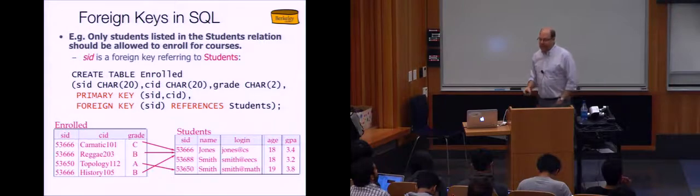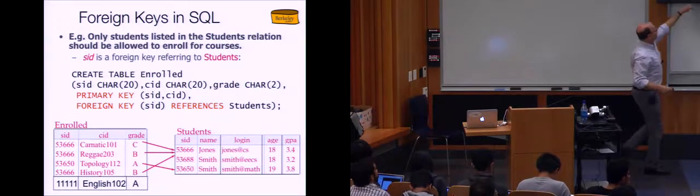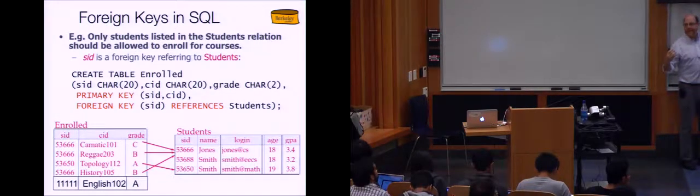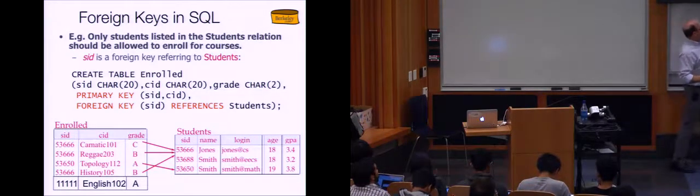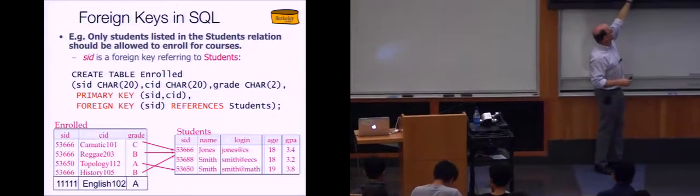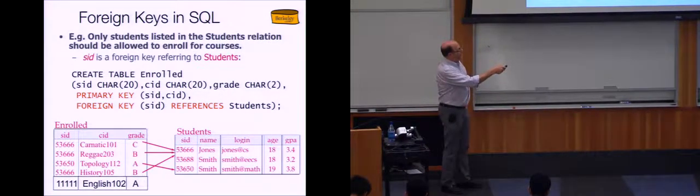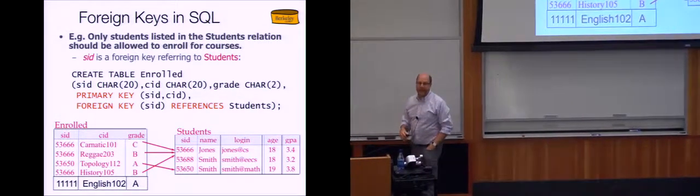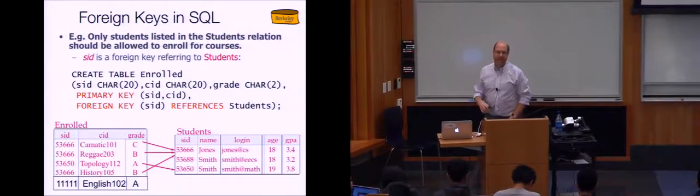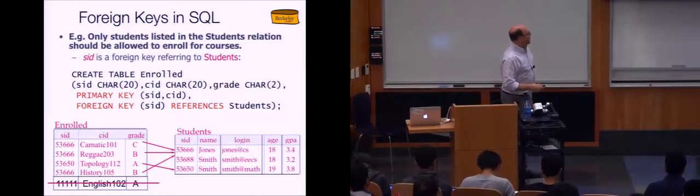So what that means is, let's say somebody hacked into the system and wants to mess with the enrollment table for some reason. They try to insert a new record that has some student ID. The system's going to look up and say, wait a minute, 11111, there's no student with that ID, so that's not allowed. That's not a legal update to the enrollment table. That's what a foreign key does.